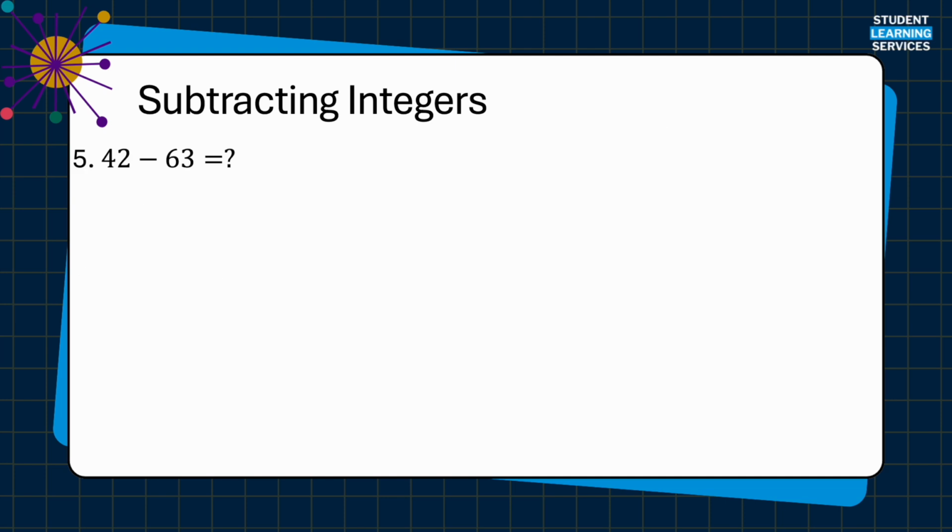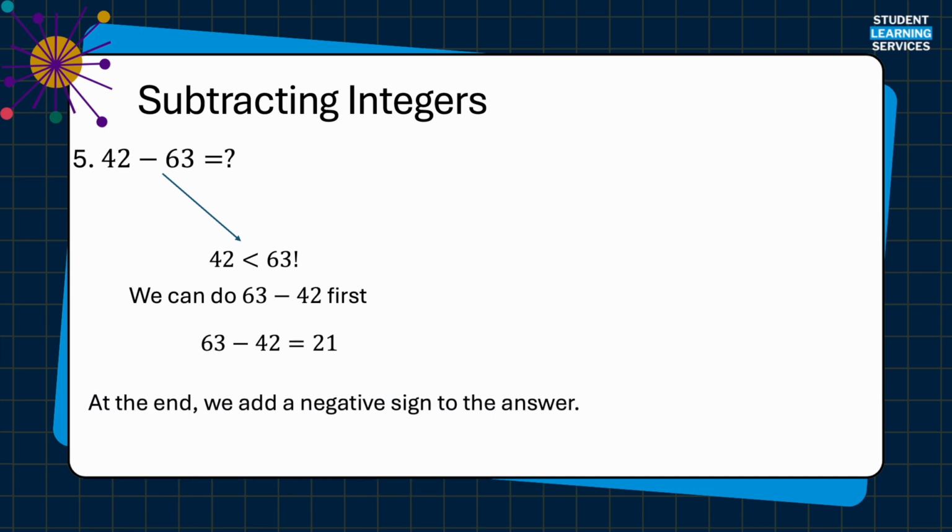Let's look at another example, 42 minus 63. What do you notice about this subtraction? Right, 42 is less than 63. What we can do is, we can do 63 minus 42 first. What is that equal to? That should be equal to 21. At the end, we will just need to add a negative sign to the answer. What that means is 42 minus 63 will be negative 21.